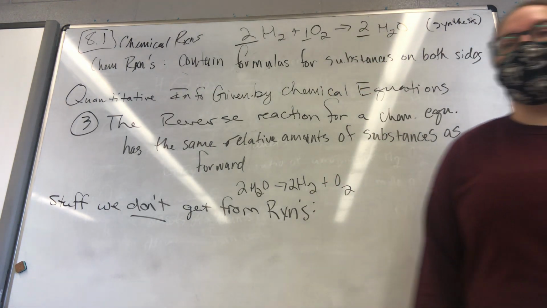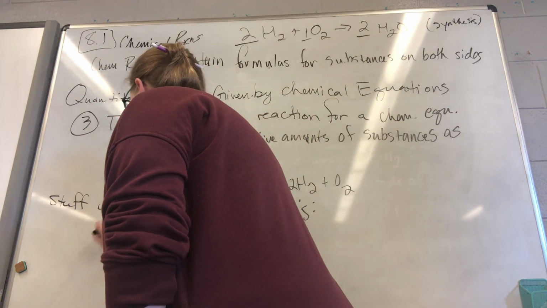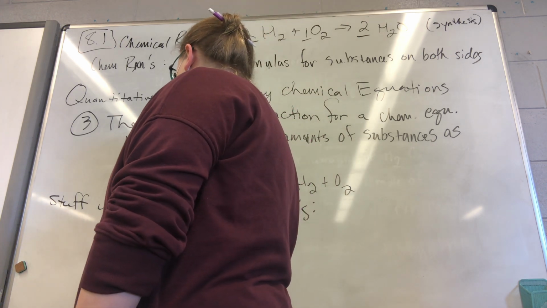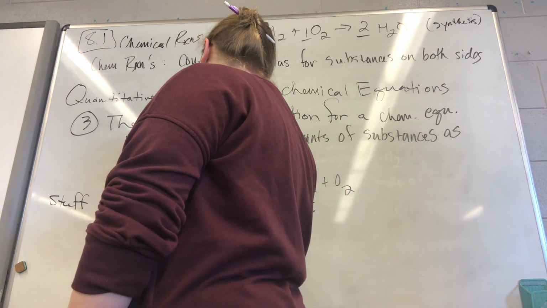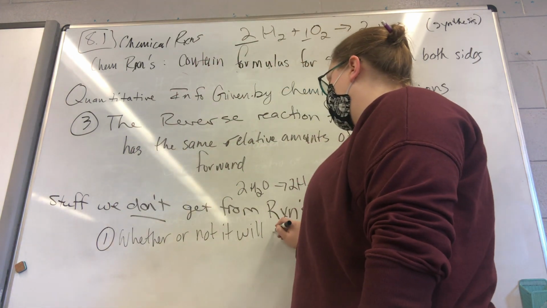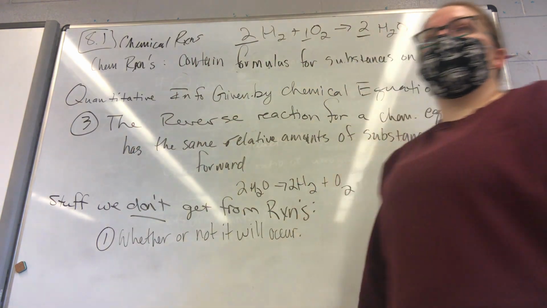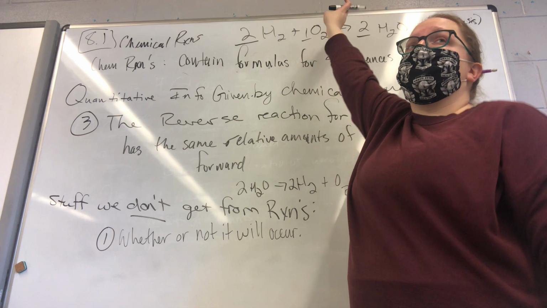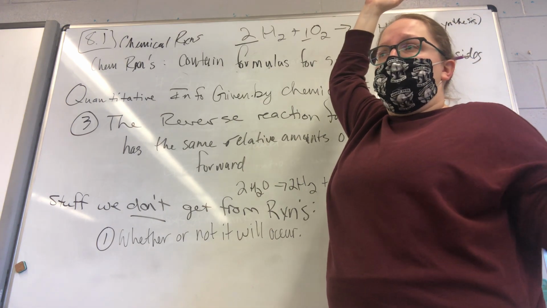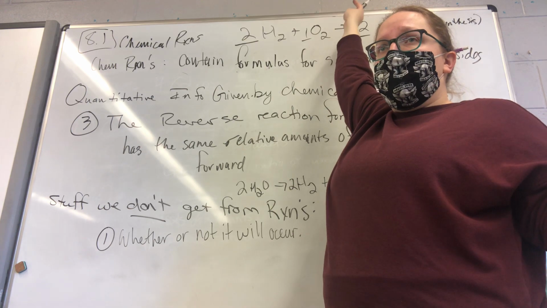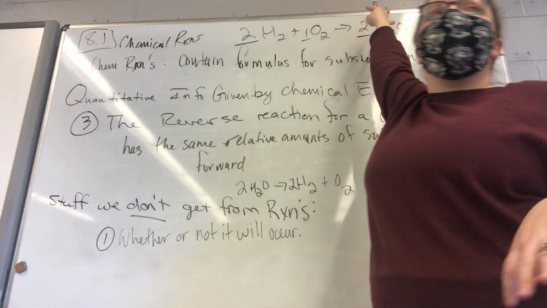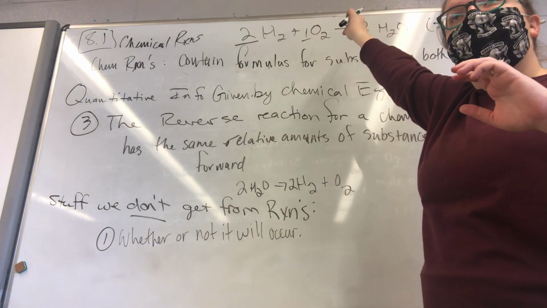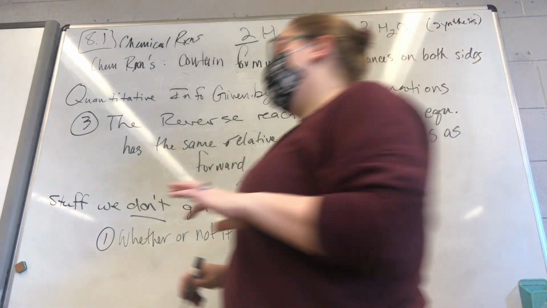Stuff we don't get from chemical reactions. One: whether or not it will occur. There is no indication in this chemical reaction of whether or not this will actually happen. We just wrote that on the board, right? I could be making that up off the top of my head. Not supposed to do that, but there is no indication that this would even happen if I tried it. I do not get that piece of information from the chemical reaction itself. I get that from experimentation. All right, next.